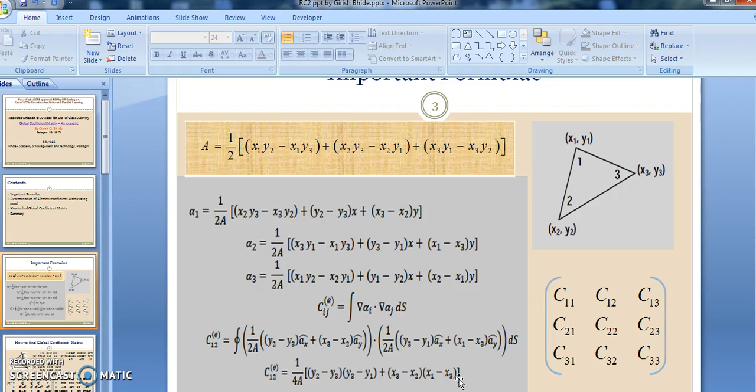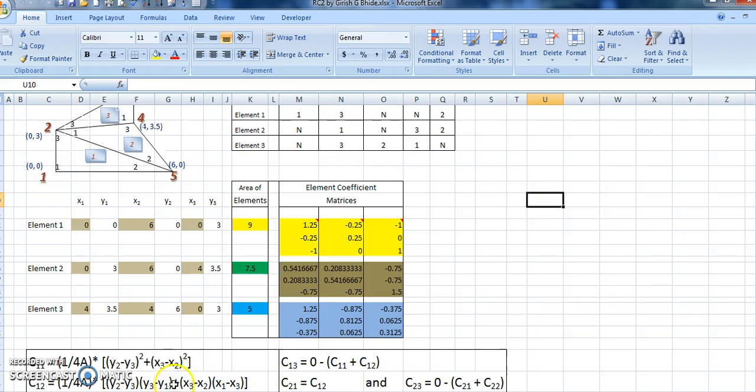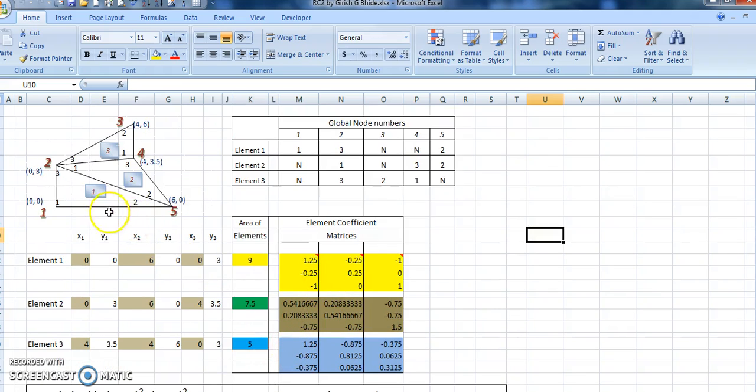Similarly, we can find all the remaining 8 terms of the element coefficient matrix, which consists of a total of 9 terms, that is 3 by 3 size. Let us go to an Excel file showing calculations of such matrices. Here we are.